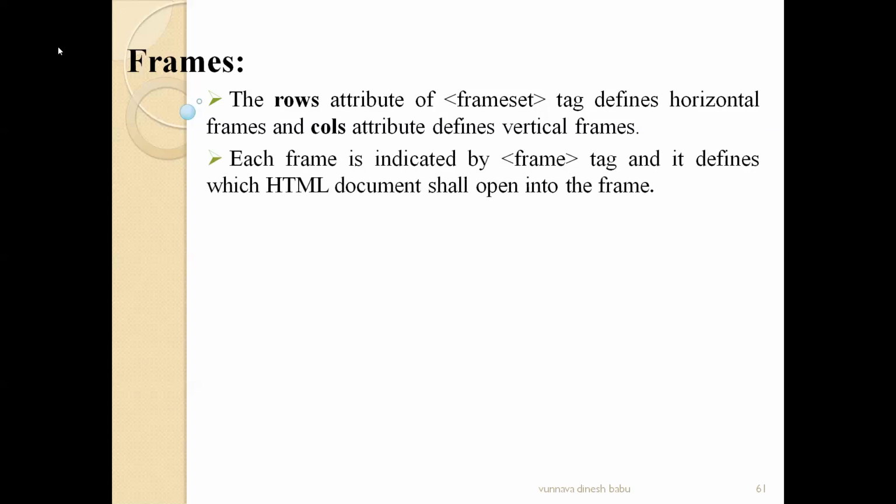Next one, right? Each frame is indicated by a frame tag. We have just seen in the syntax, under the frameset tag, along with the columns or rows attribute, we have one more tag called the frame tag. By using the frame tag, we are going to insert one HTML document in each and every frame. For example, we have divided the entire web page into 4 equal parts. That means 2 rows and 2 columns. So 2 rows and 2 columns means we have to display 4 different HTML documents. Those 4 HTML documents should be added to our web page by using a tag called the frame tag.